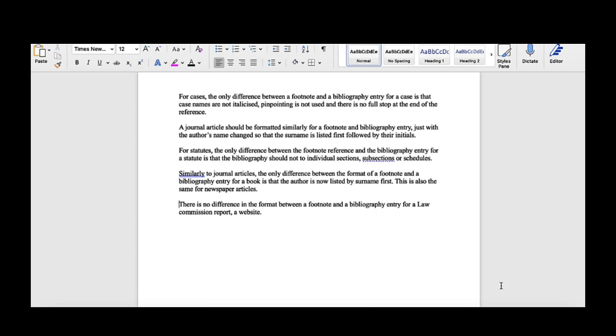For statutes, the only difference between the footnote reference and the bibliography entry is that the bibliography entry should not include individual sections, subsections, or schedules. Similarly to journal articles, the only difference between the format of a footnote and a bibliography entry for a book is that the author is now listed by surname first. This is also the same for newspaper articles.